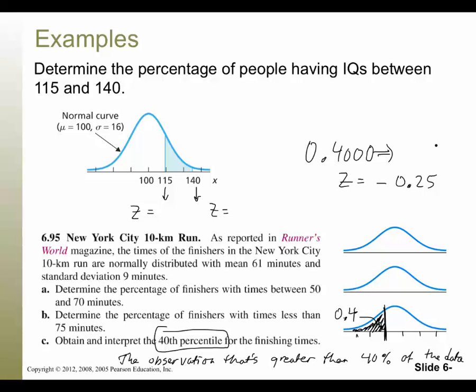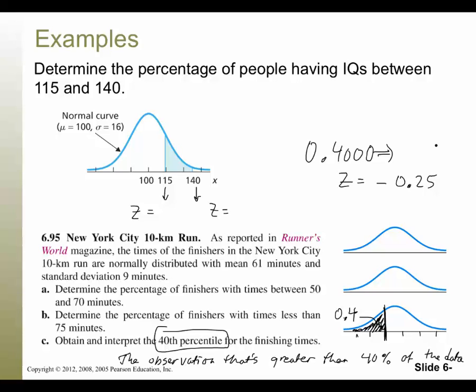Okay, so now, this was finishing times in minutes in a run. What was the finishing time of someone at the 40th percentile? Again, it goes back to the meaning of this number. Z equals negative 0.25. What does that number mean? Negative 0.25 what? Standard deviations below the mean.